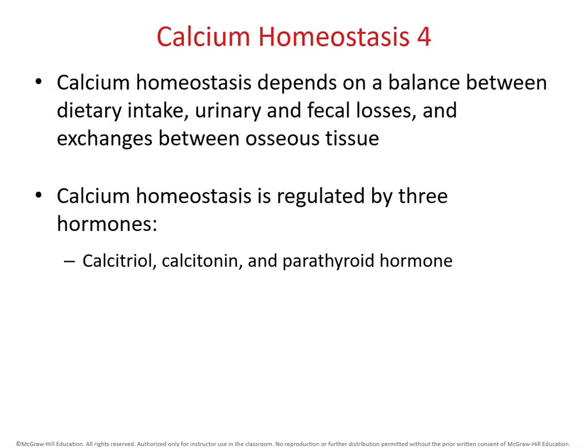Calcium homeostasis depends on how much calcium we're taking in our diet, how much calcium we're losing in waste products during the day, and then how much calcium we are depositing or resorbing from the bones. We have three hormones that are involved in calcium homeostasis. They are calcitriol, calcitonin, and parathyroid hormone.